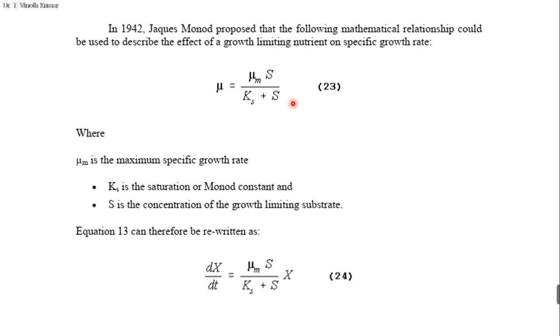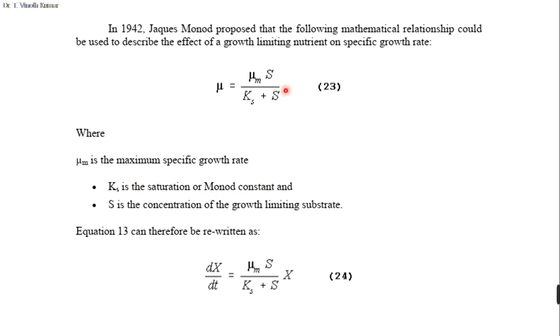Mu m means mu maximum, that is why it is given here. Mu m is the maximum specific growth rate. It is similar to V max. S is the same, the substrate concentration. Ks is similar to Km, and here we have to mention that this Ks is the saturation or Monod constant, and S is called the substrate level.